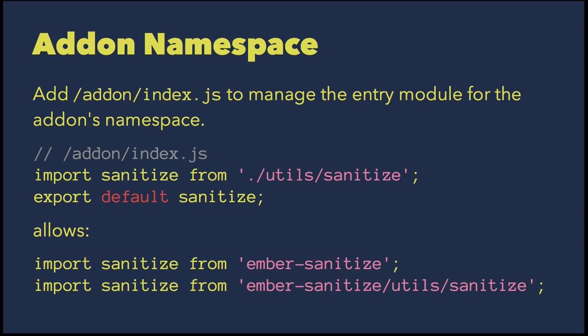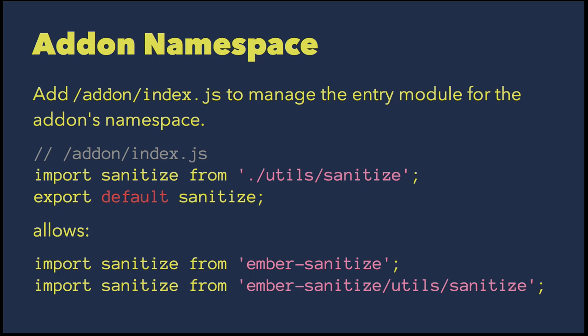So as I was saying, generally you'll add all your add-on files in the add-on directory and then import and export them in the app directory. What you can also do is, if you have an index.js in the add-on directory, that's the default namespace. So instead of having to import sanitize from ember-sanitize/util/sanitize, and know the internal structure of the add-on, you can just import and export the bits you want, and that's your public interface to the add-on. So in another app, you could just import sanitize from ember-sanitize, and you don't have to know where things are stored internally.